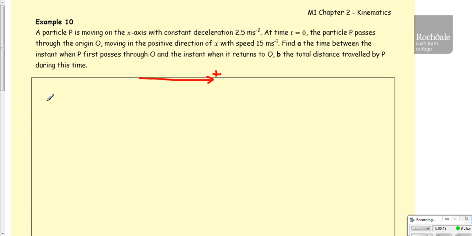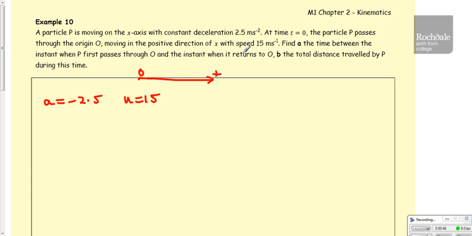It's got a constant deceleration of 2.5, so we write that as minus 2.5. At time t equals 0, it passes through the origin, so that would be our starting point. And we're moving in the positive x direction with a speed of 15 at that moment in time. What we've got to work out is the time between the instant when the particle first passes through the origin and when it next returns to the origin.